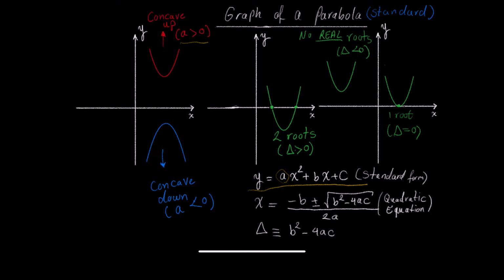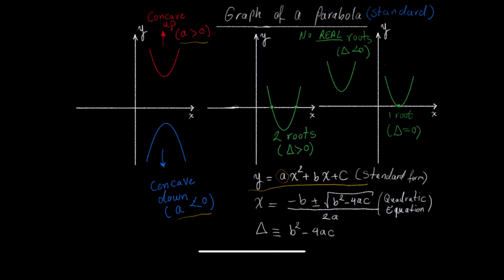And if a is negative, the parabola is going to be concave down. It's going to be pointing down. That's the number one thing I want you to learn about this. So the sign of a will determine whether the parabola is opening upward or downward.